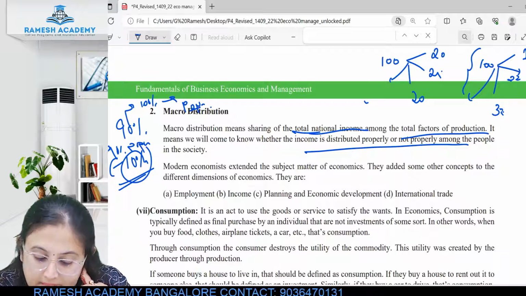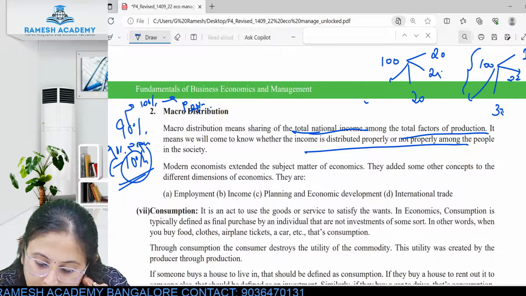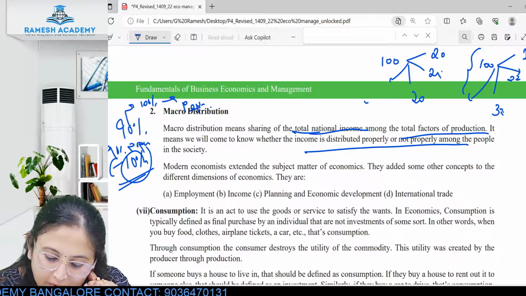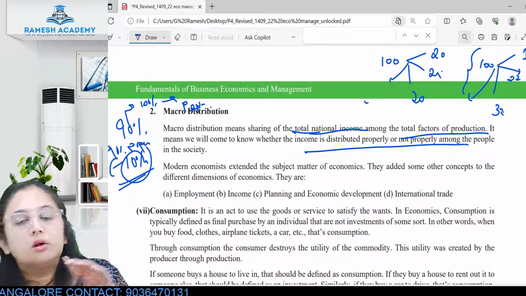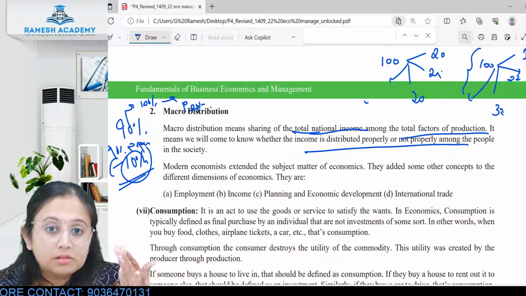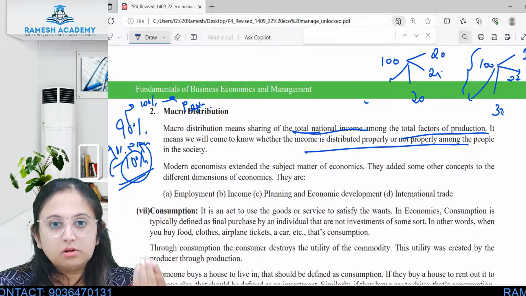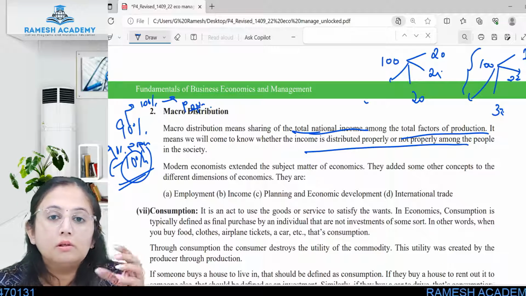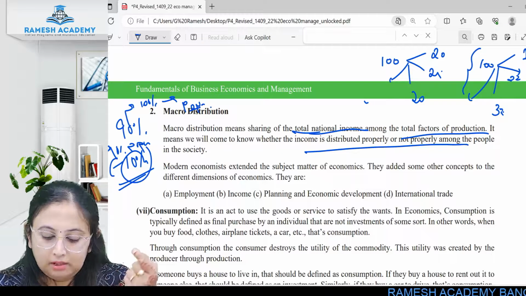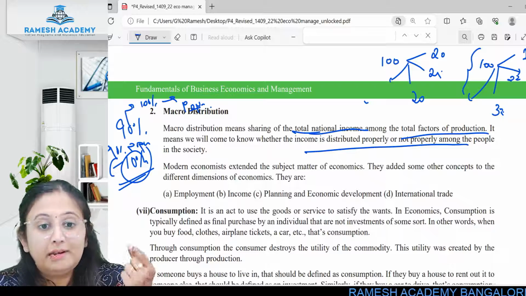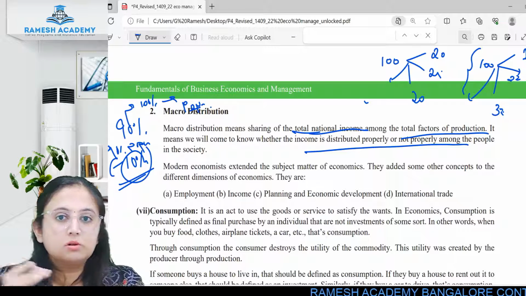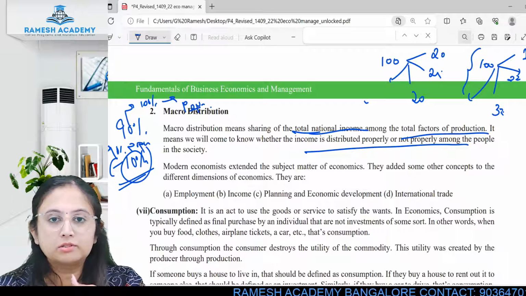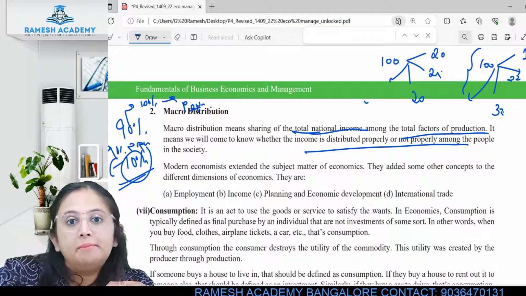So modern economists extended the subject matter of economics and they added some other concepts in different dimensions like employment, income, planning and economic development, international trade. So it's not only distribution of national income, modern economists also now concentrated in macro distribution or understanding the macro distribution. They also concentrated on employment, income, planning and economic development, international trade. So all these dimensions also we have to understand. So that is what modern economists are extending that macro distribution to various dimensions.